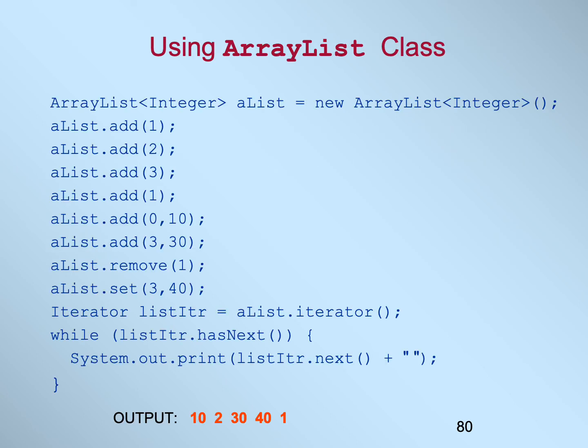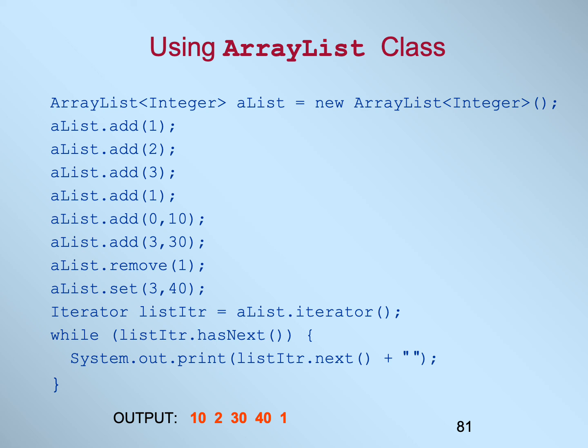So we have an array list of type integer and we call it alist. We then add the value 1 at index 0, add the value 2 at index 1, and then we add the value 3 at index 2, and then we add the value 1 at index 3. So our current value is 1231. The next line is alist.add at index 0 the value 10. So our alist becomes 10, 1, 2, 3, 1.